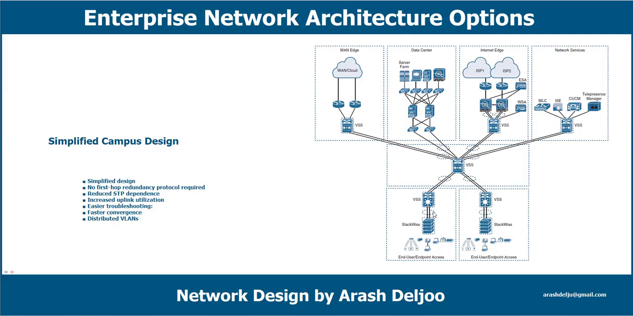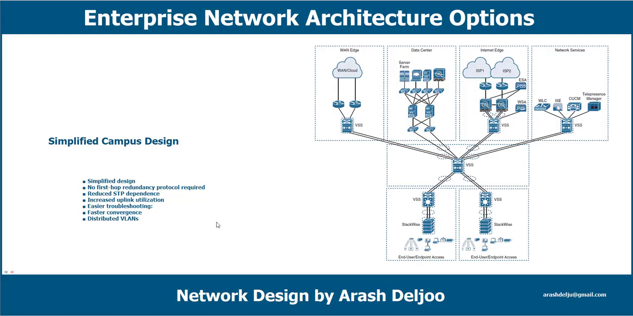Okay, after that, the other benefit is that we can say reduced STP dependence. As you can see here, we don't have any loop and we don't need to use STP, and because of that our dependence on STP now is reduced, and we can use EtherChannel, and you know that when you use EtherChannel, you eliminate the need for STP, and it is one of the benefits of the simplified campus design.